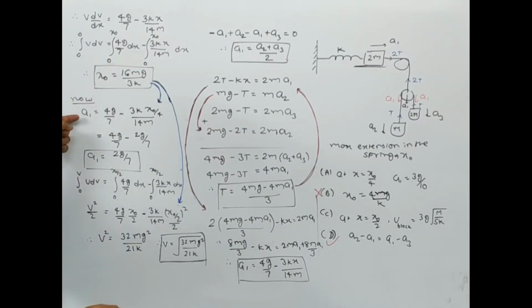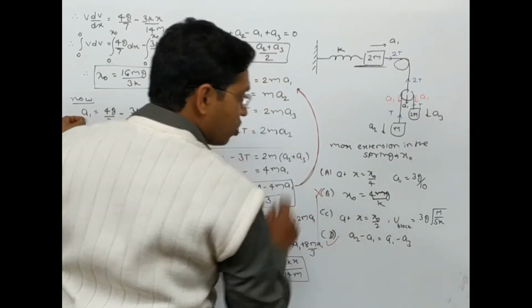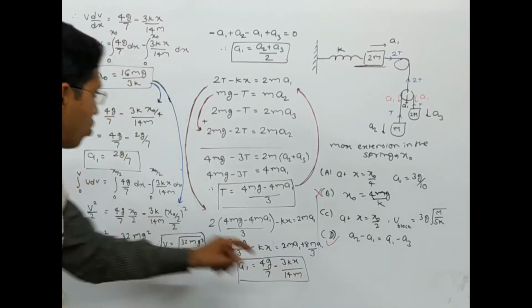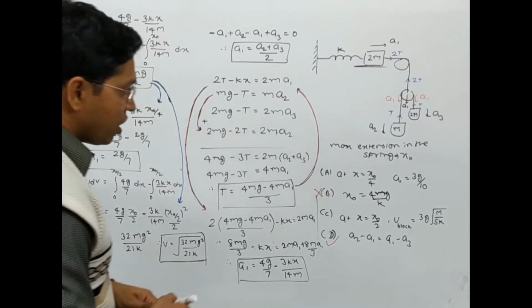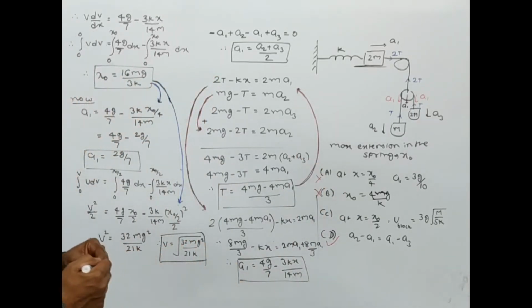Now further, I'll write the equation of a1 because they have asked me the a1 at x equal to x0 by 4. Now I'll just substitute in this equation of a1 x equal to x0 by 4 and the value of x0 from here, and I'll get a1 equal to 2g by 7, and here again it is given as 3g by 10, so definitely this is a wrong answer.